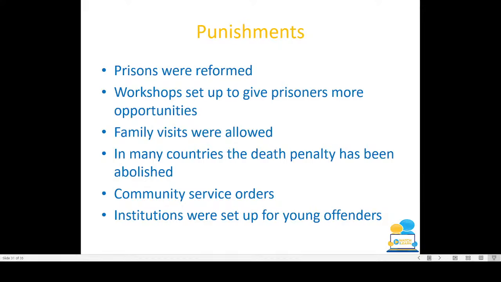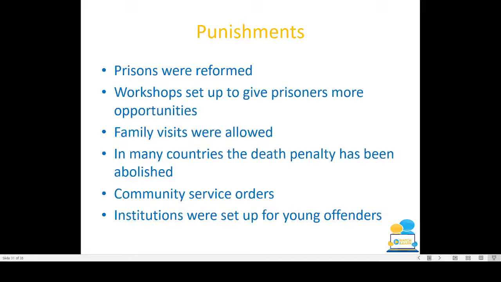There are also some things in order to help prisoners mentally. Family visits become allowed in prisons at this time, in order to give people a sense that they're working towards something when they're in prison. They work towards getting out. In many countries, the death penalty has been abolished. Okay, so in many countries in the world, the death penalty has been completely abolished.